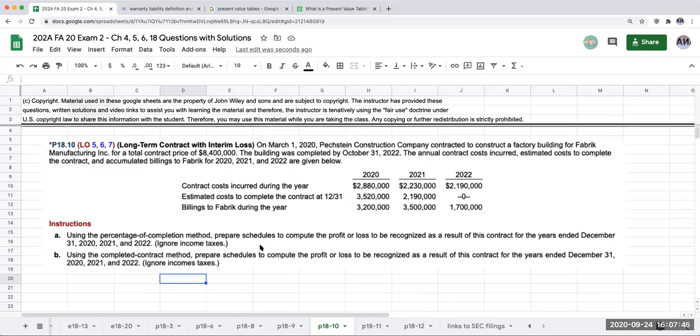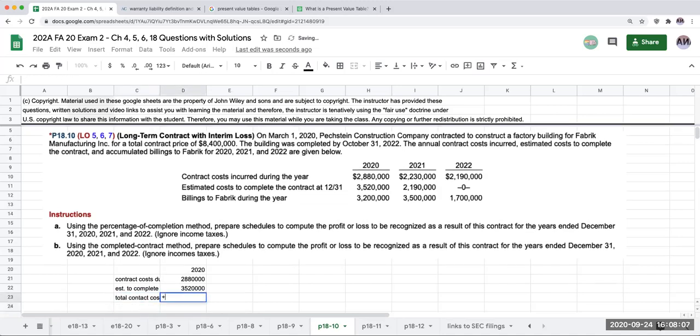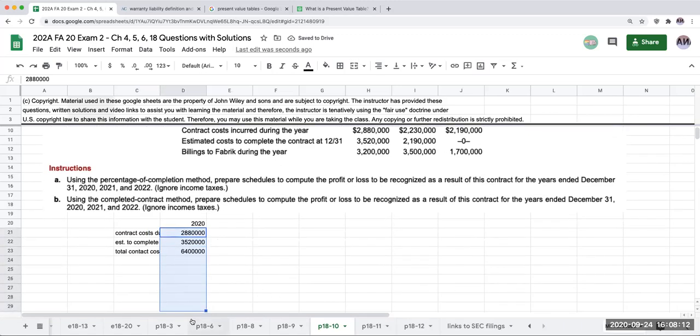So we've got 2020. So my contract costs during the year were $2,880,000. My estimate to complete is $3,520,000. So my total contract costs are going to be $6.4 million. So if I'm doing this using the percentage of completion method, right? So this is my total contract cost.